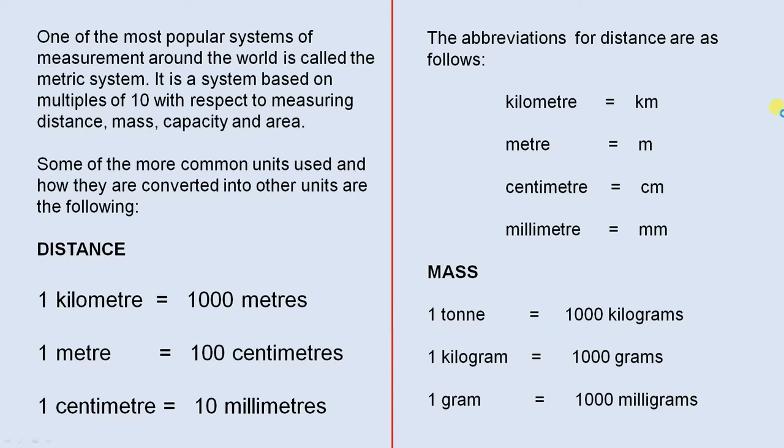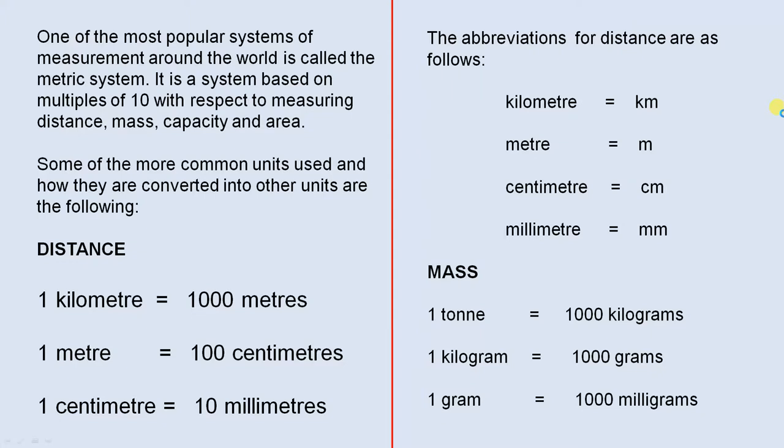One of the most popular systems of measurement around the world is called the metric system. It is a system based on multiples of 10 with respect to measuring distance, mass, capacity, and area. Some of the more common units used and how they are converted into other units are the following.